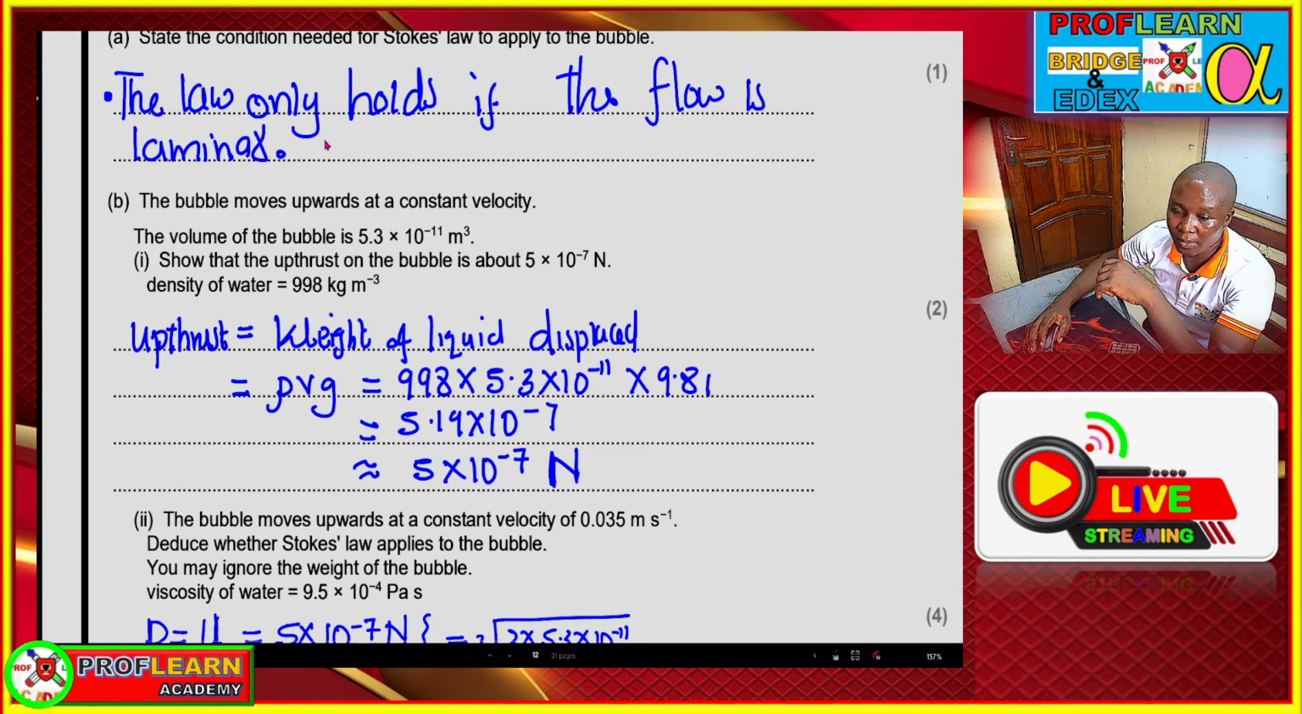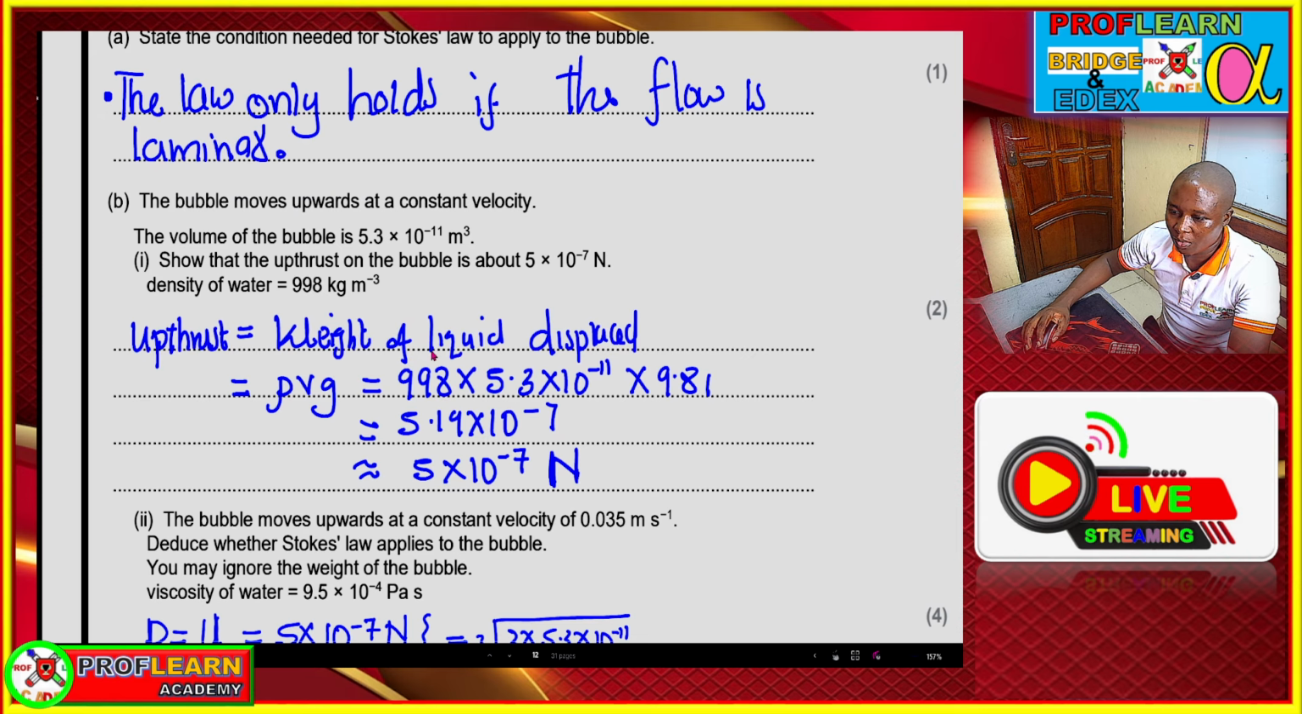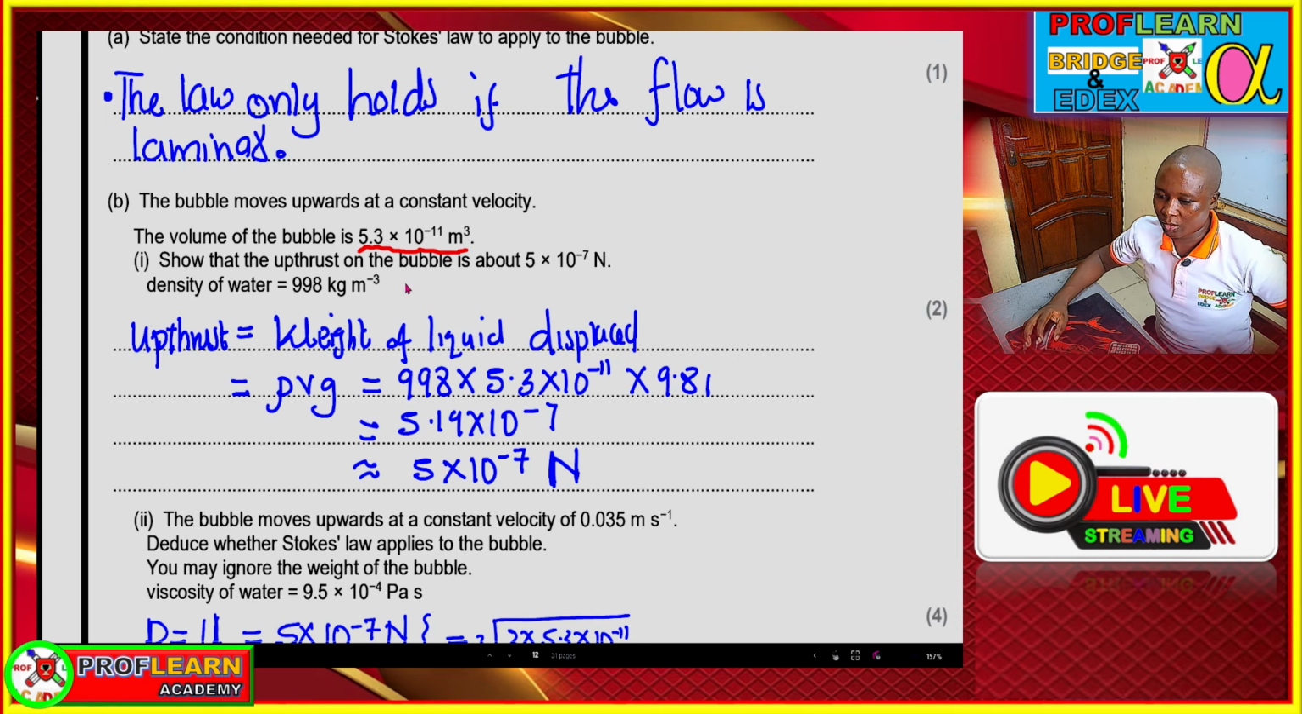again the condition. Then we shall move to another question that says the bubble moves upwards at a constant velocity. The volume of the bubble is 5.3 times 10 raised to the power negative 11. Show that the upthrust of the bubble is about that. So we are going to say upthrust is equal to the weight of the fluid displaced. In that case, upthrust is the weight of the liquid displaced, and the volume of the liquid displaced is equal to the volume of the bubble itself.